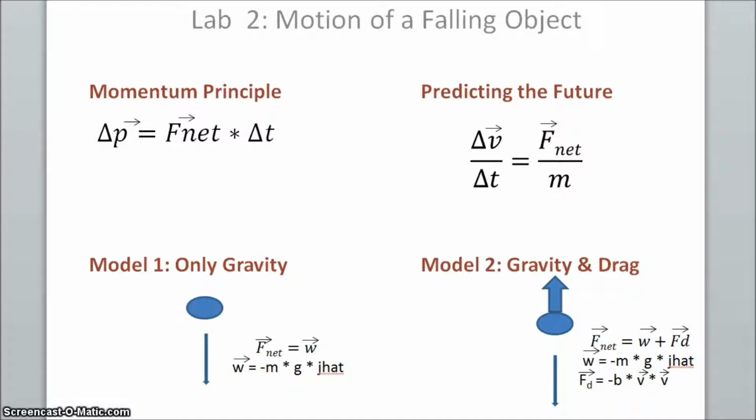As a refresher, Newton's second law, or the momentum principle, says that the change in momentum is equal to the net forces on a system, which is the total pushes and pulls on the system, multiplied by the change in time. From algebraic manipulation, we can determine that the change in velocity over time is equal to the net forces on the system over the mass.